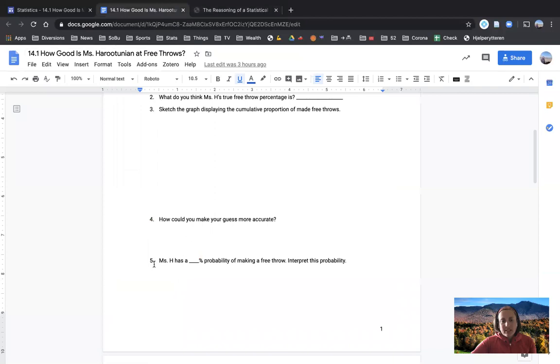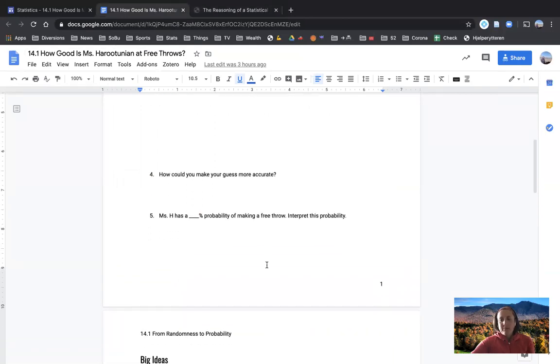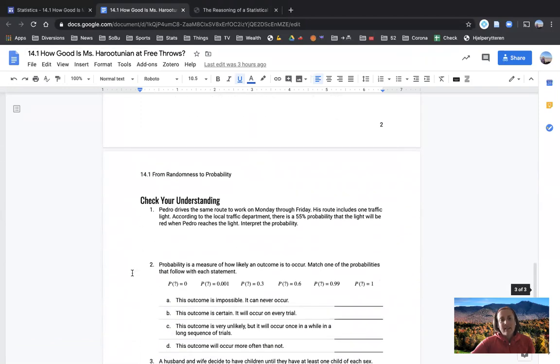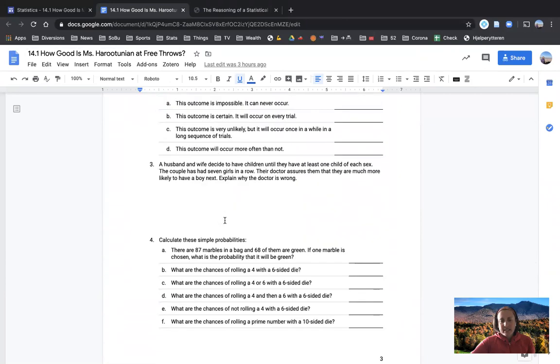So on your sheet, you're going to do that interpretation of whatever your actual percentages, fill in these big ideas, and then do this check your understanding.